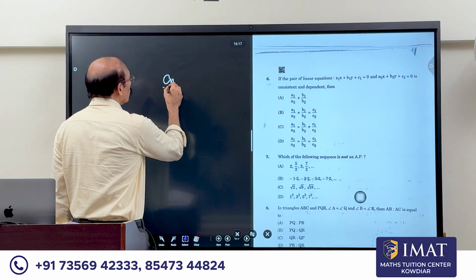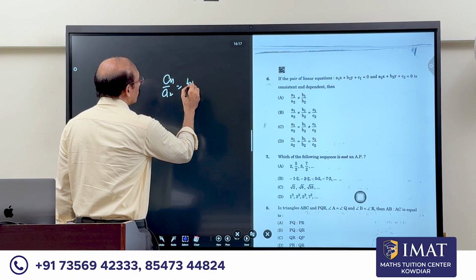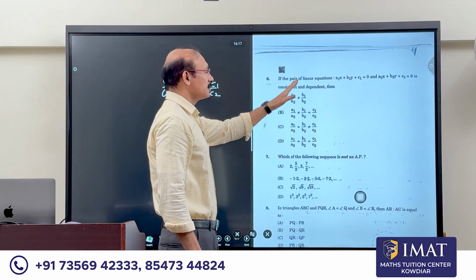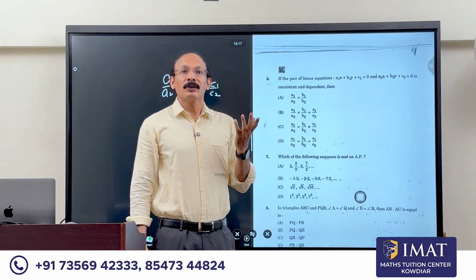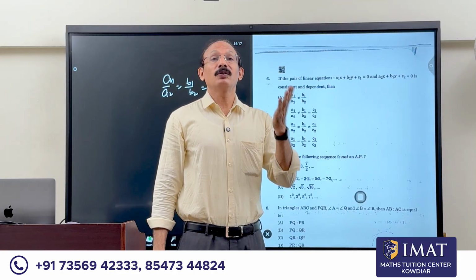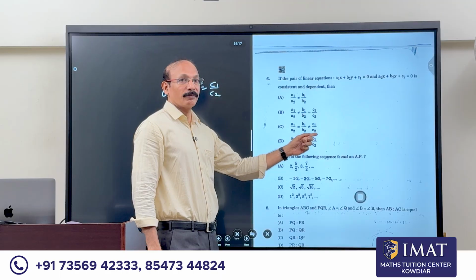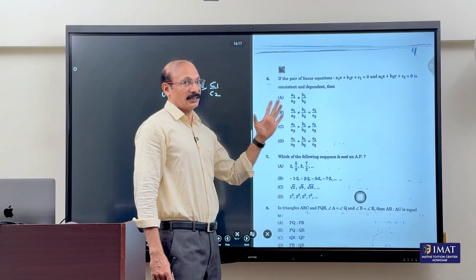A1 by A2 is equal to B1 by B2 is equal to C1 by C2. When you say consistent and dependent, it means that you can have infinite number of solutions. And for infinite number of solutions, the condition is A1 by A2 is equal to B1 by B2 is equal to C1 by C2.